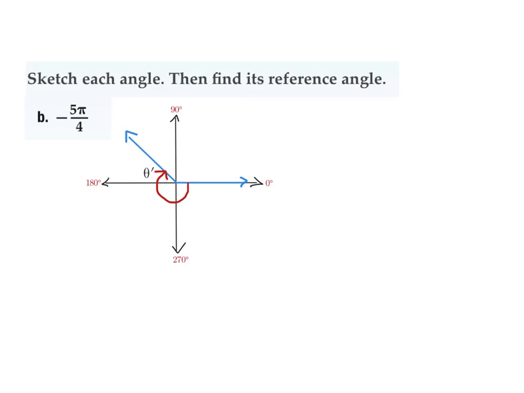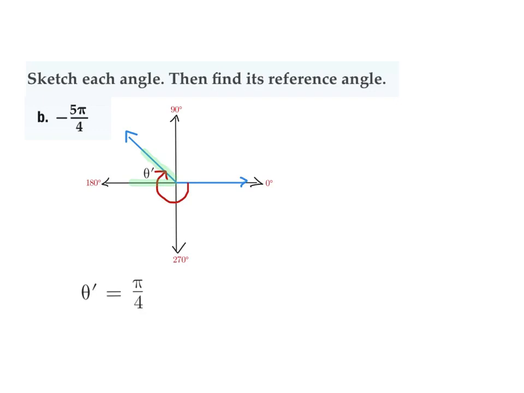Okay, so my reference angle now is the terminal side with the x-axis. It's just this part right here. All right, well, how much further did I go past negative pi to get to the terminal side? I had to go an extra negative 1/4. So there's my reference angle there. My reference angle in this case is pi over 4.